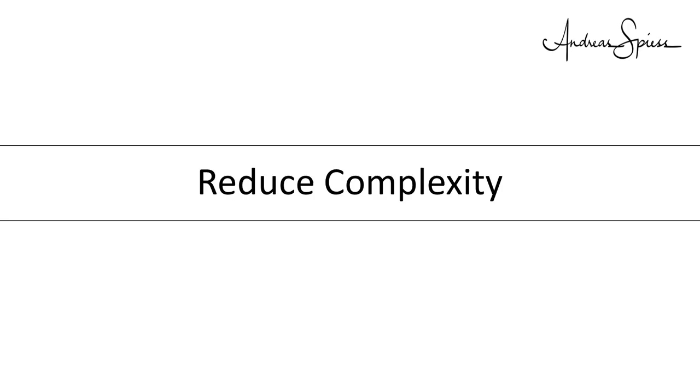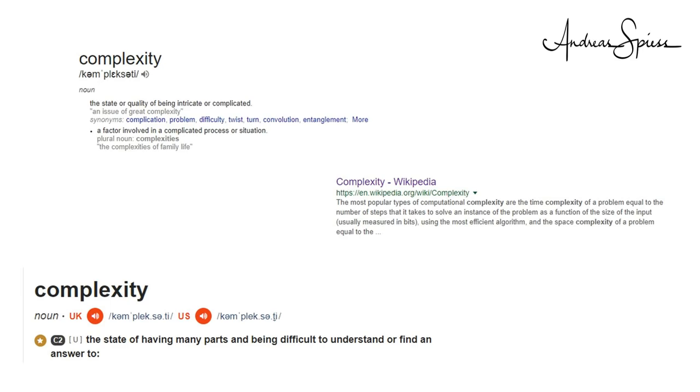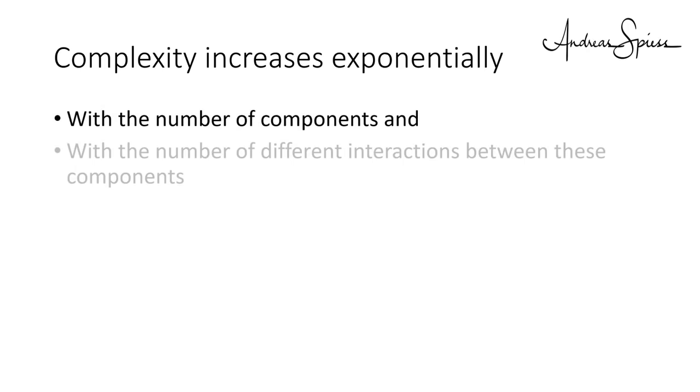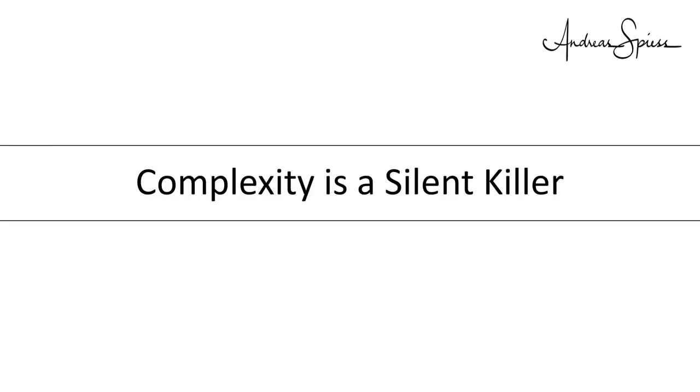Successful repairmen always try to reduce complexity. To do that, we first have to understand what complexity is. Unfortunately, complexity has many different definitions. For our today's discussion, we do not need to define it. We only have to understand how it gets bigger. And if we know how to increase it, we also know how to reduce it. Complexity increases exponentially with the number of components and with the number of different interactions between these components. Now you understand why I call complexity a silent killer.